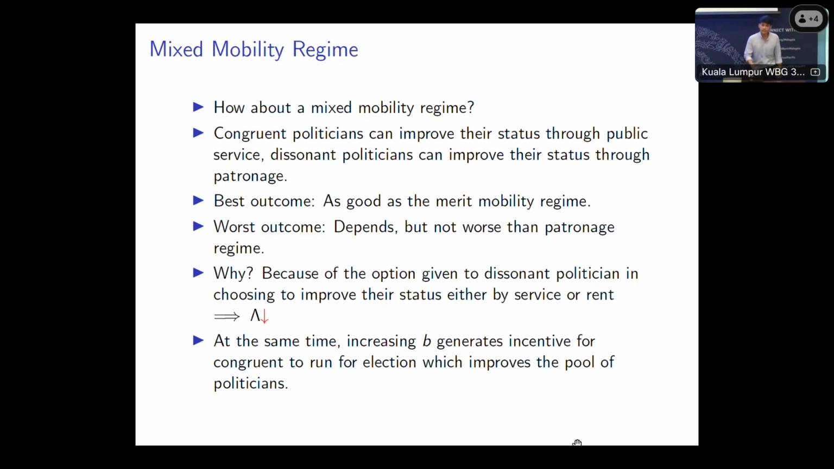So the dissident politician also has an option to choose to improve their status through either service or rent. At the same time, the B generates the incentive for the congruent politician to run for election, which actually improves the pool of politicians.